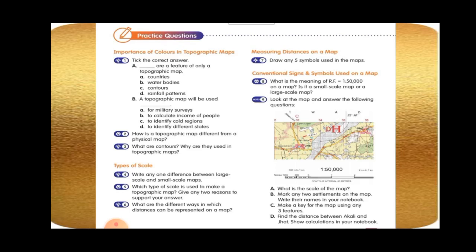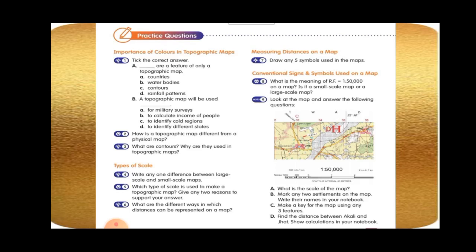Then question number 2 is, how is a topographic map different from a physical map? A physical map represents only the physical features of Earth. A topographic map represents the physical as well as the cultural features. It is more detailed and drawn on a large scale. It is drawn for a smaller area. On the other hand, a physical map is drawn for a comparatively larger area on a small scale.